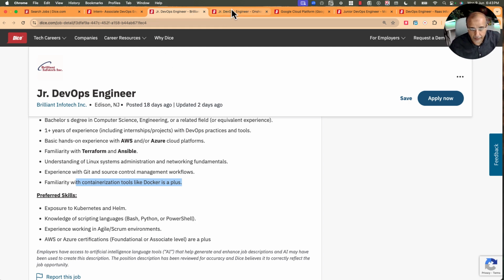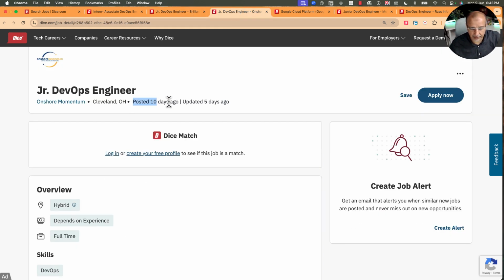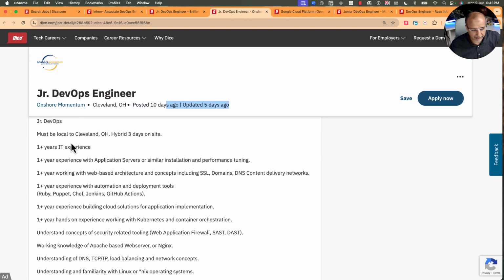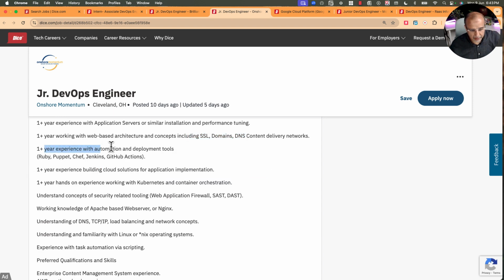Let's look at the third one. Junior DevOps Engineer, 10 days ago. Updated 5 days ago. And if we look at the skills: 1 year of IT experience, 1 year experience in application servers, web-based architecture, including SSL domains and content delivery. These skills you will learn when you work with the cloud. 1 year experience with Chef, Puppet, Ruby, Jenkins, or GitHub Actions.